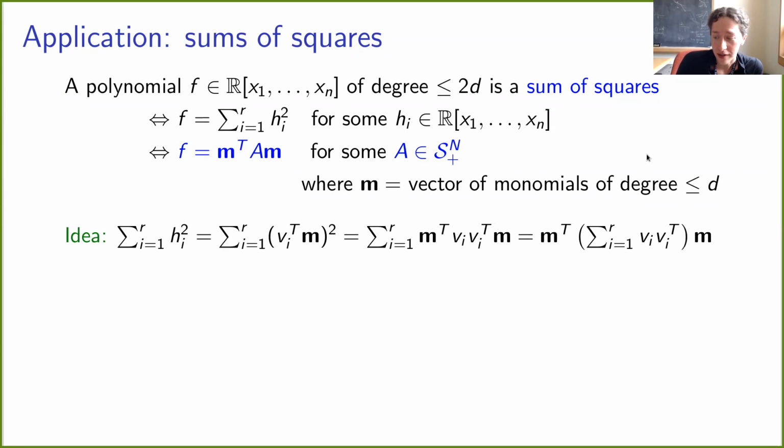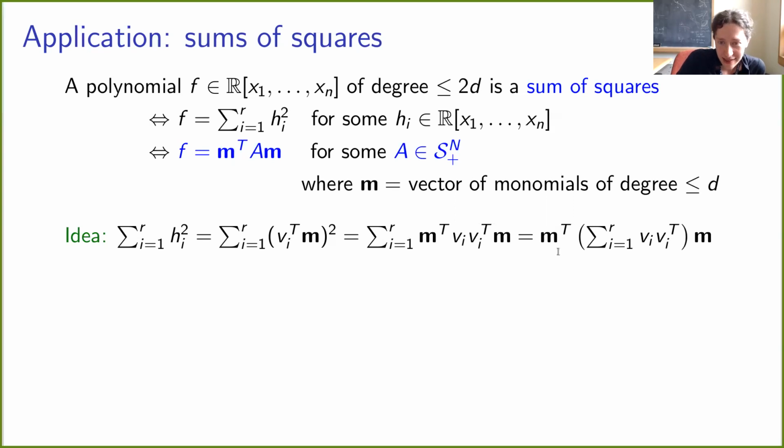And just to get an idea of why this, here's a short sketch of the proof. If you have a sum of squares, then everything that you're squaring is some vector. So h_i is going to have degree at most d, so you can write it as some vector times the monomials of degree at most d. This is just a vector of coefficients. But the square we can actually write out as m transpose v_i transpose m.